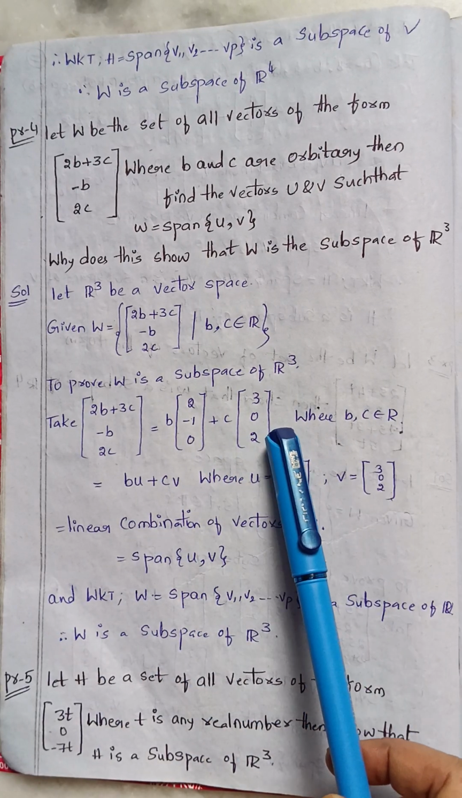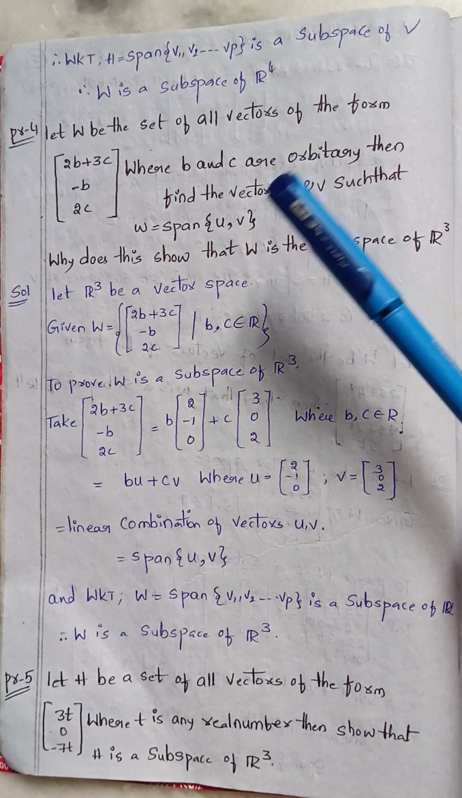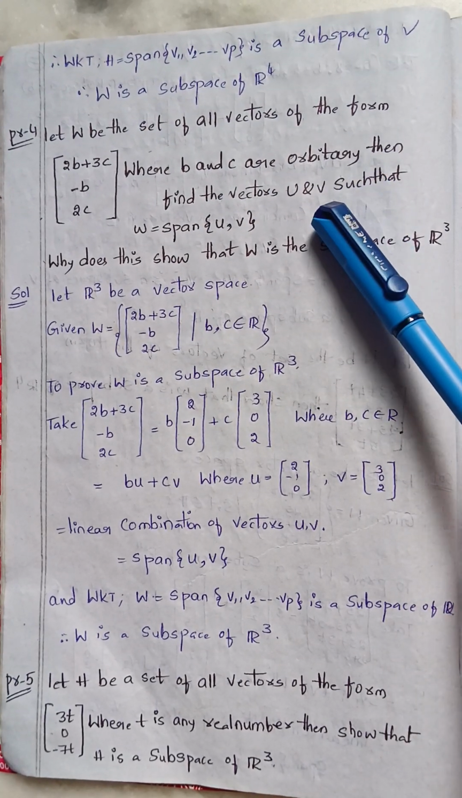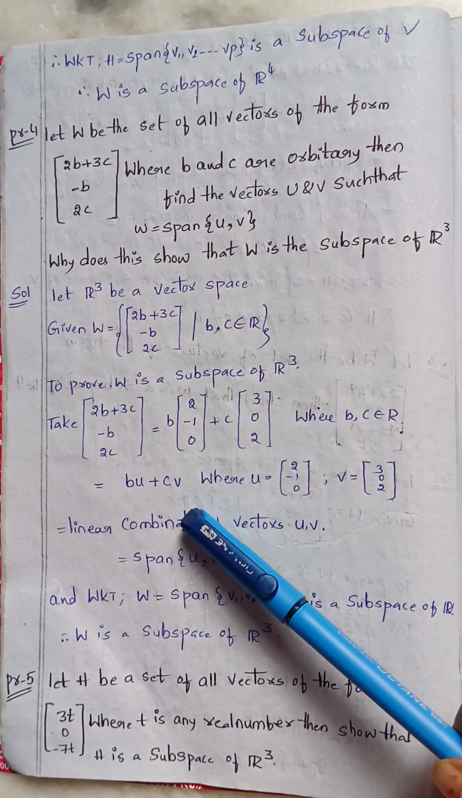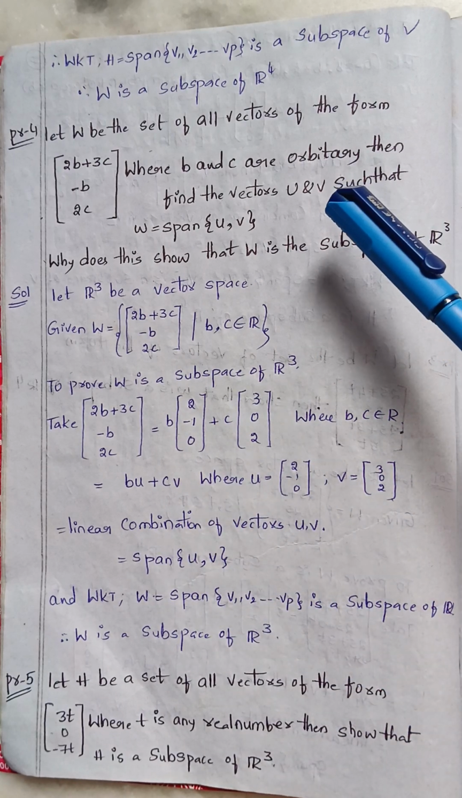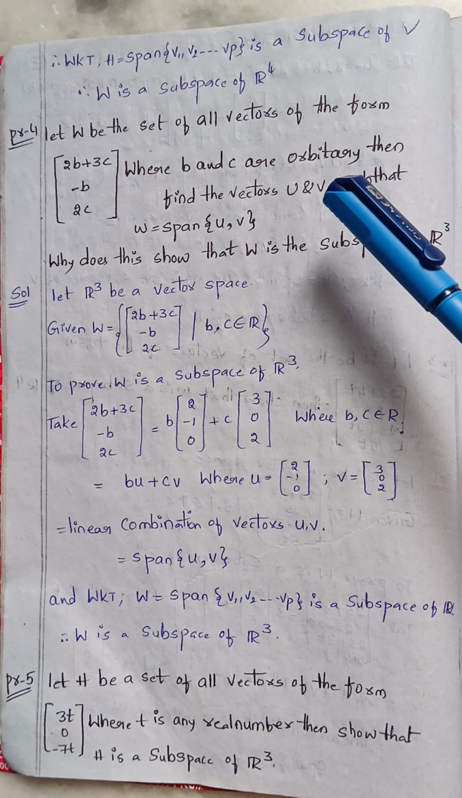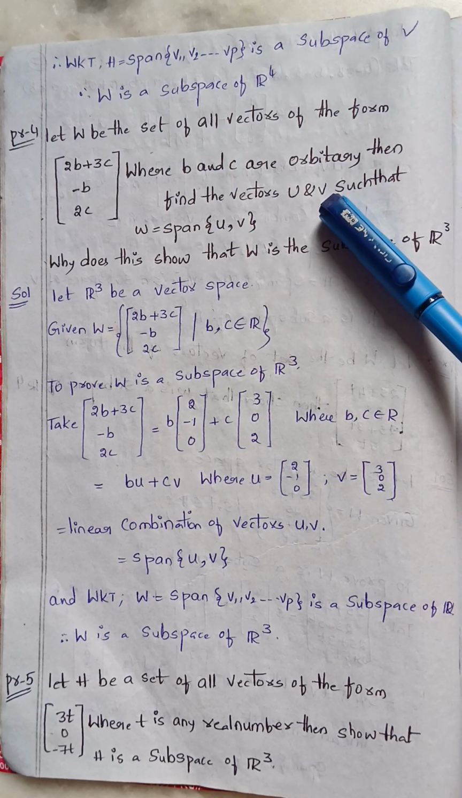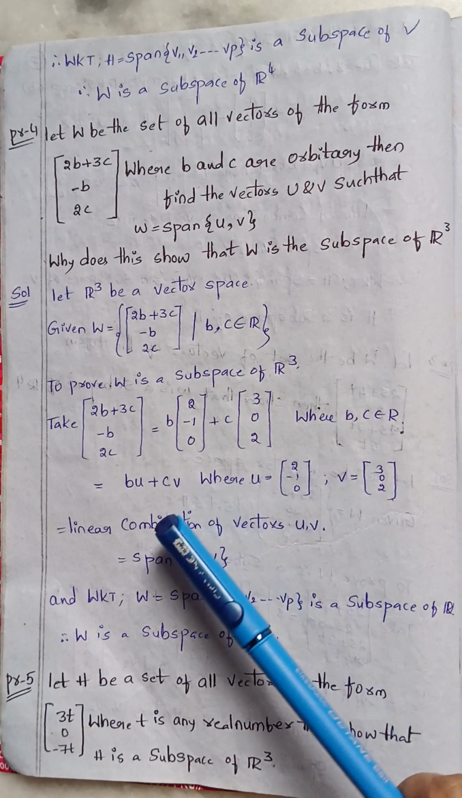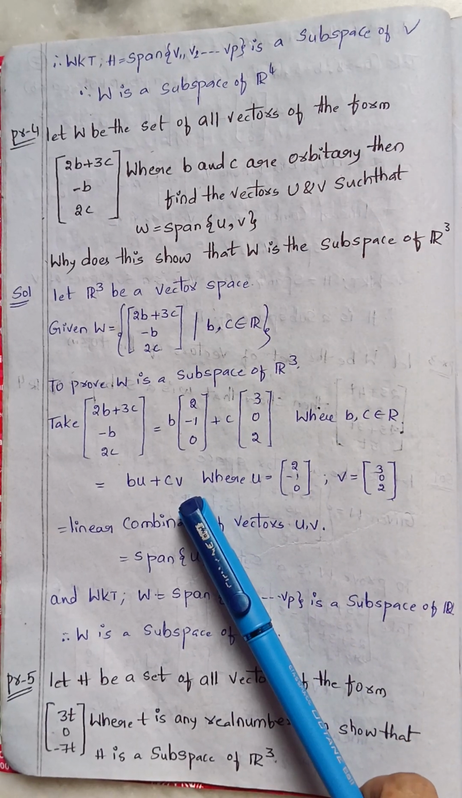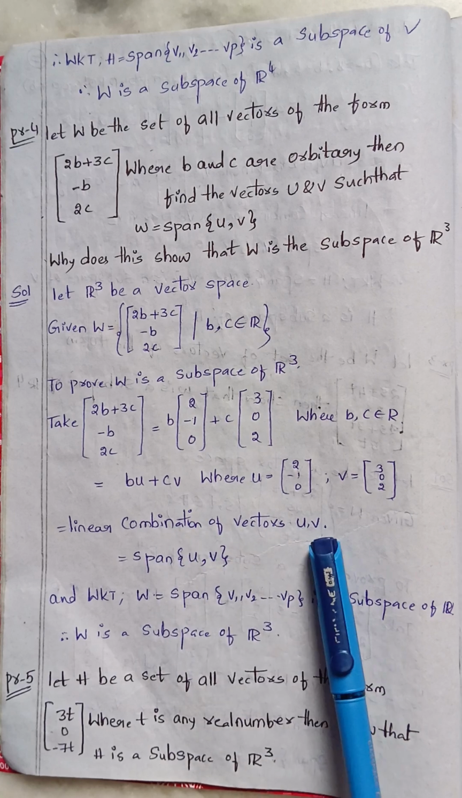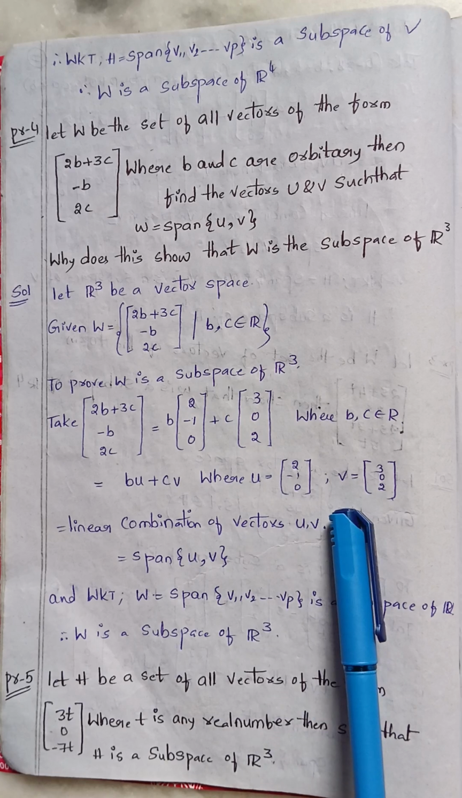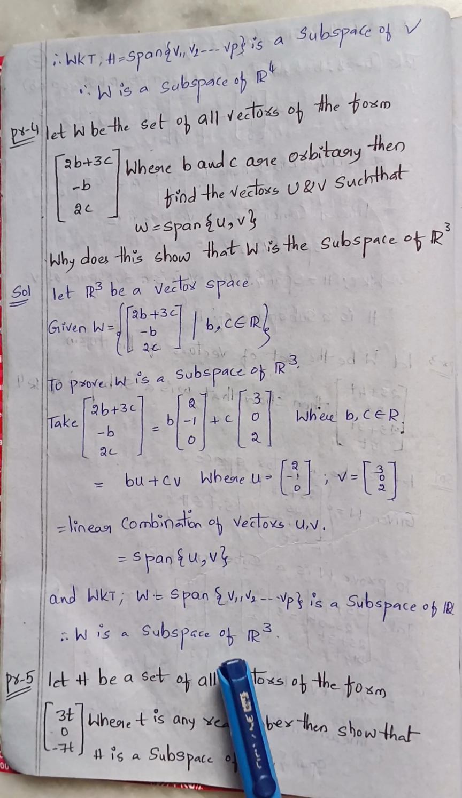Similarly, we can write u and v here, because the question says find the vectors u and v. So instead of v1 and v2 we can write u and v. It is the same type of question, but the representation is different. Here B and C are arbitrary, then find the vectors u and v. So it is a linear combination of u and v, in the sense the span of u and v. We know that a span is always a subspace of a vector space. So W is a subspace of R3.